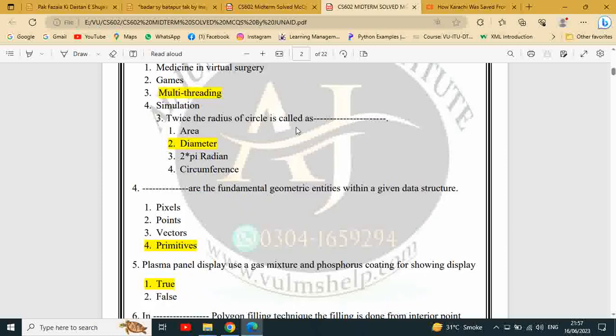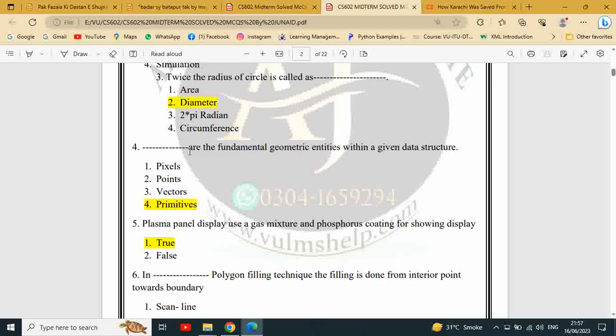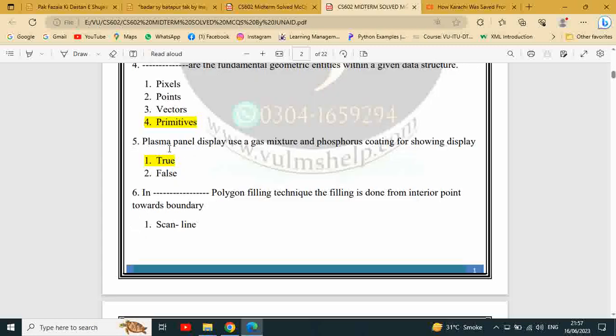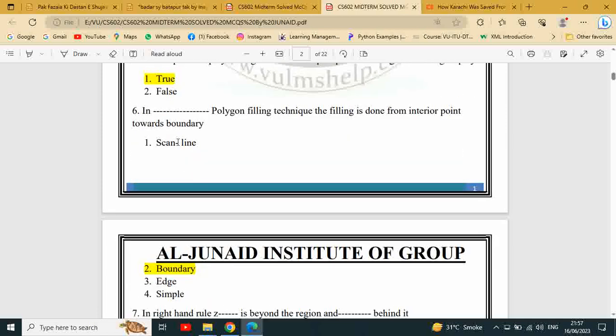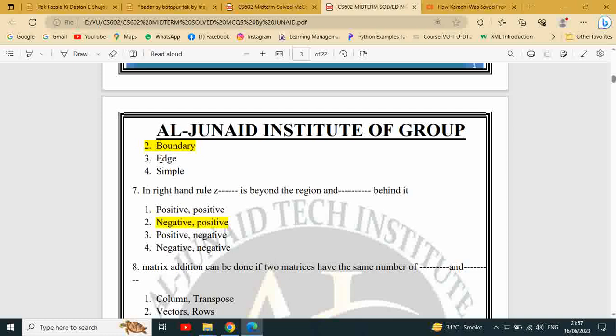Twice the radius of circle is called as diameter. Dash are the fundamental geometric entities within a given data structure. Primitives are the fundamental. Plasma panel displays use a gas mixture and phosphorus coating for showing display. In dash polygon filling technique, the answer is boundary. In boundary polygon filling technique, the filling is done from interior point towards boundary.